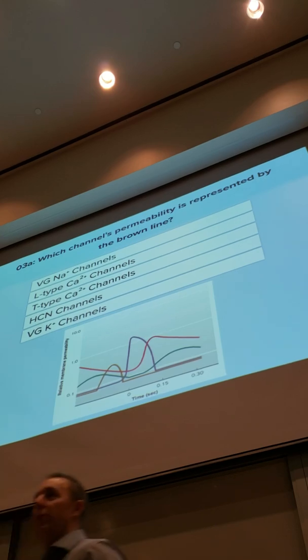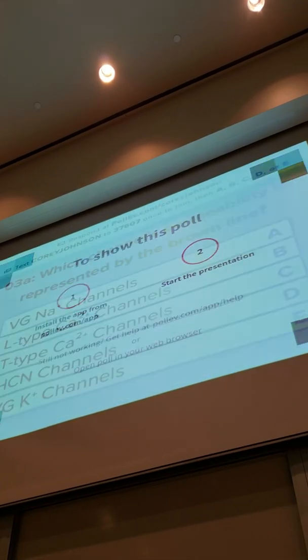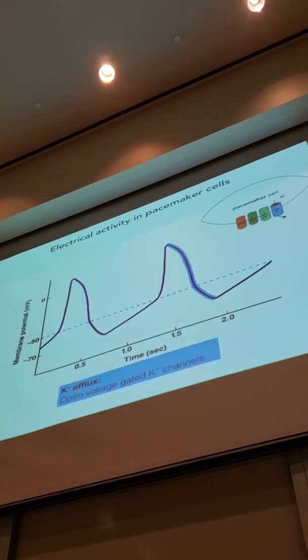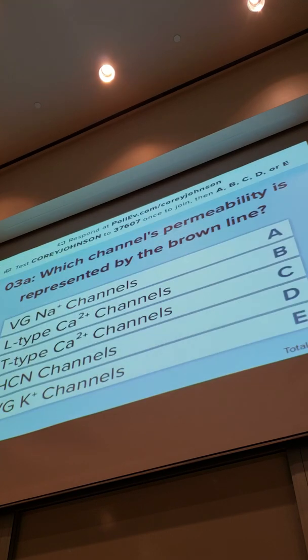How's everybody doing? Okay. Does everybody know which line is brown? Anybody have a problem with that? Is the red one K? Yes, I believe so. Potassium. Anybody need more time?